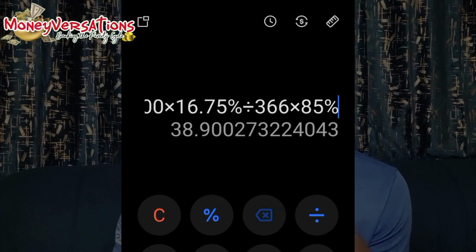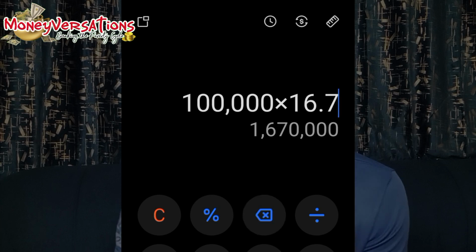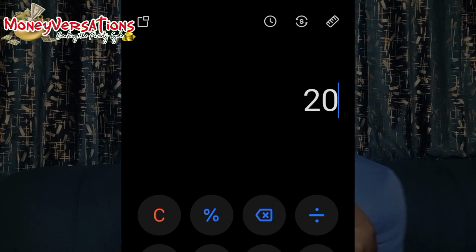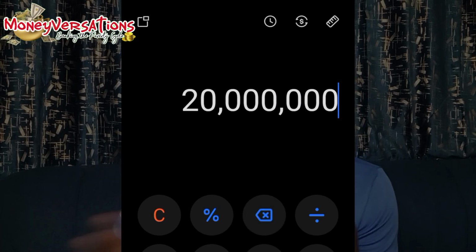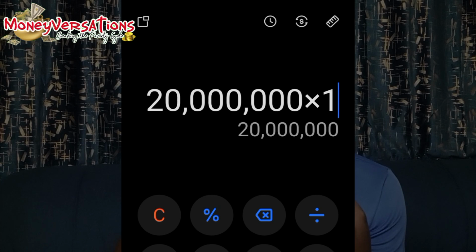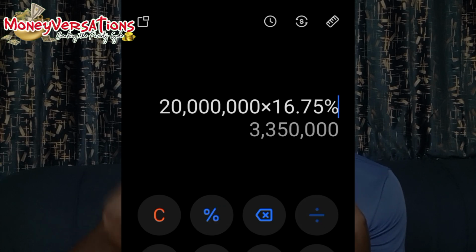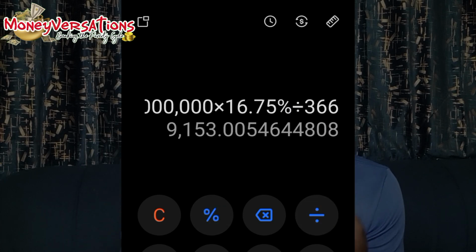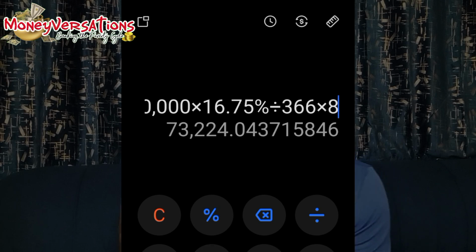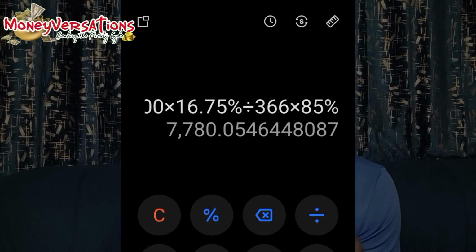And for the sake of those who love big numbers, let me adjust here 100K and 20 million. So if I replace it right here, then as you can see, I multiply it by 16.75%, the same drill, divide it by 366 days and then multiply it by 85%, which I'm left with after tax. You can see the daily is 77.80 as net interest for that one particular day.